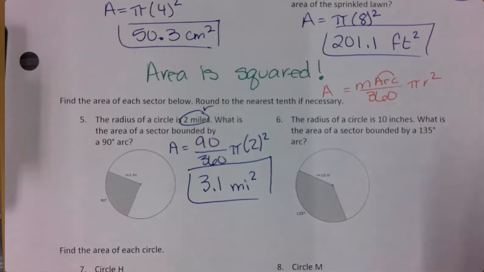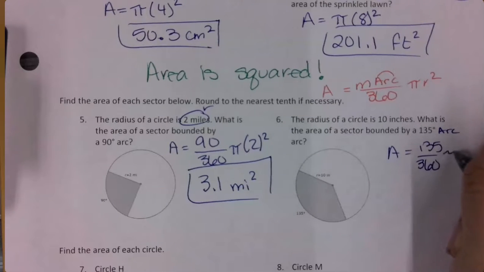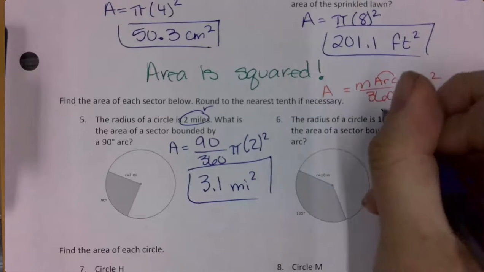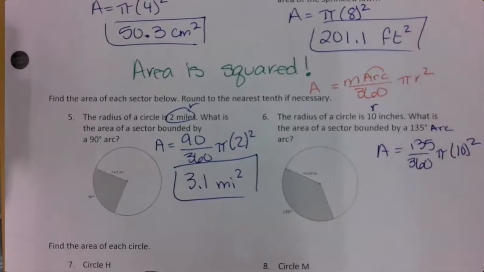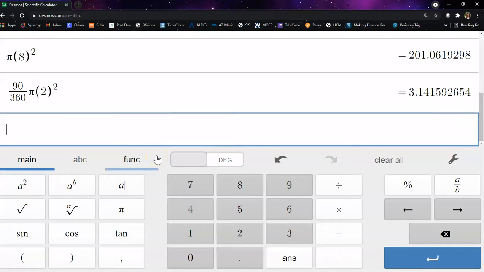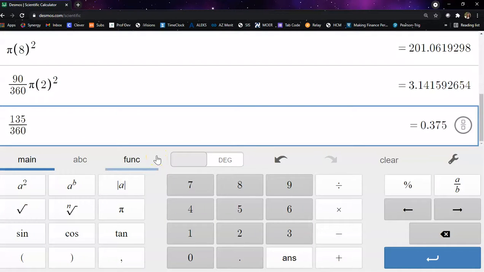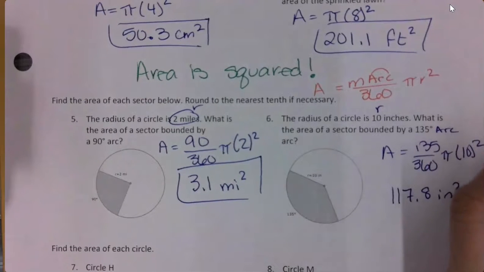Okay. The next one, my arc is 135. So I'm going to have 135 over 360 times pi. My radius here is 10, so 10 squared. So then I want to go ahead and type that into Desmos. I'm going to have 135 divided by 360 times pi times 10 squared, which gets me 117.8. And this is going to be inches squared.